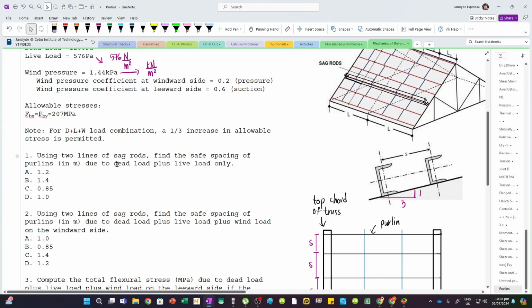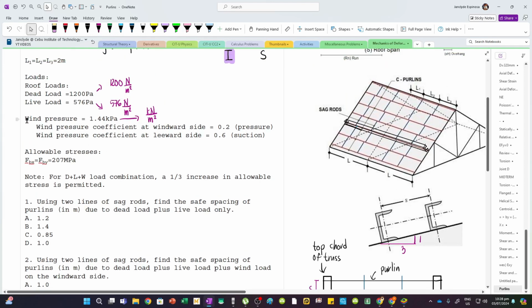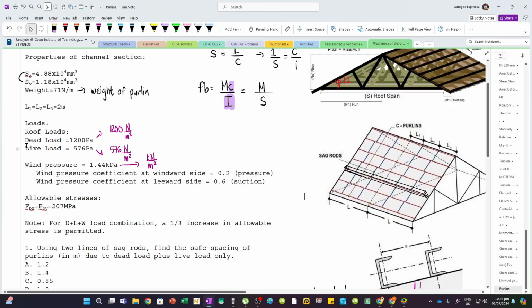Now, it is mentioned that we need to only consider dead loads and live loads. So meaning, we have to exclude the wind pressure. So ito lang yung i-consider natin. But remember that the weight of the purlin is part of the dead load. So for number 1, we are only going to consider the weight, the dead load, and the live load.